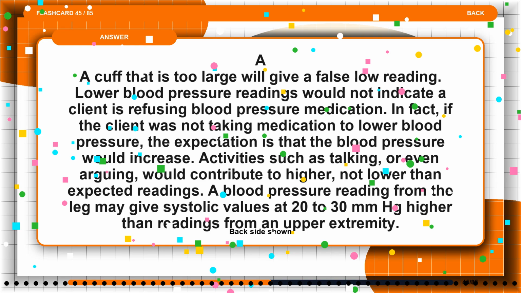The answer is A. A cuff that is too large will give a false low reading. Lower blood pressure readings would not indicate a client is refusing blood pressure medication. In fact, if the client was not taking medication to lower blood pressure, the expectation is that the blood pressure would increase. Activities such as talking or even arguing would contribute to higher, not lower than expected readings. A blood pressure reading from the leg may give systolic values 20 to 30 mmHg higher than readings from an upper extremity.